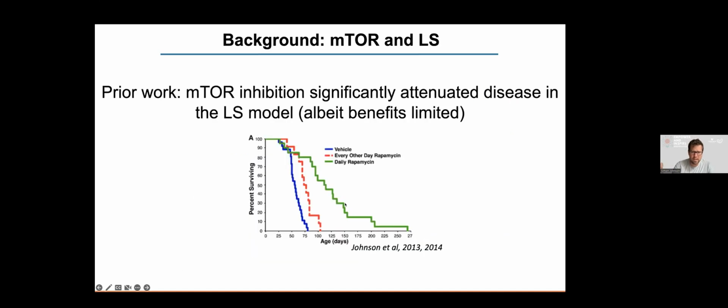So the work I'm going to talk about today is follow-up studies to a body of work that we did back in 2013, 2014, where we found that inhibition of a particular set of proteins, which together are called mTOR, significantly extended survival in this mouse model of Leigh syndrome. It wasn't a full rescue of disease. However, at the time, it was the first small molecule drug ever shown to significantly attenuate disease in a mitochondrial disease animal model. So it was quite exciting.